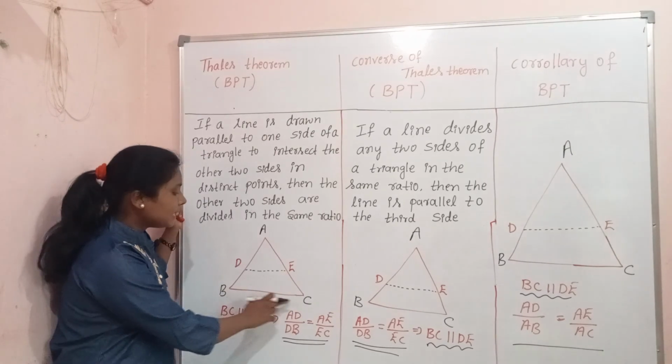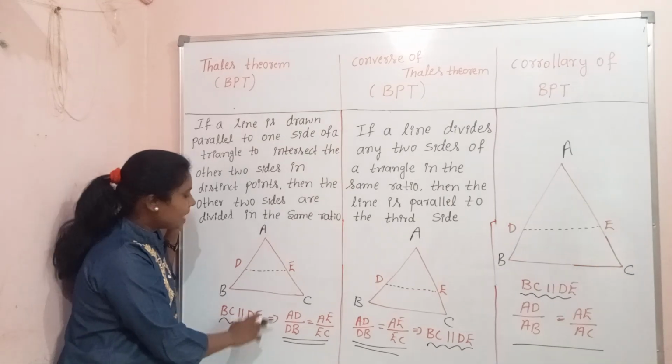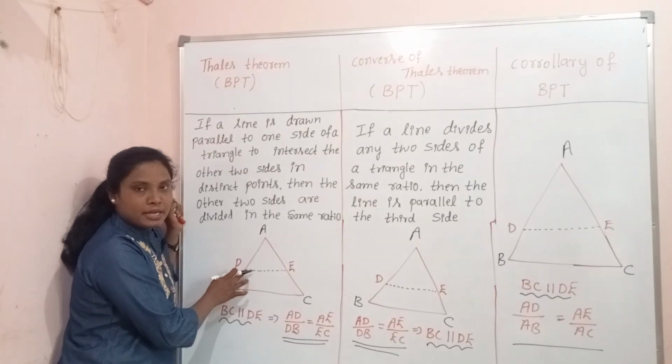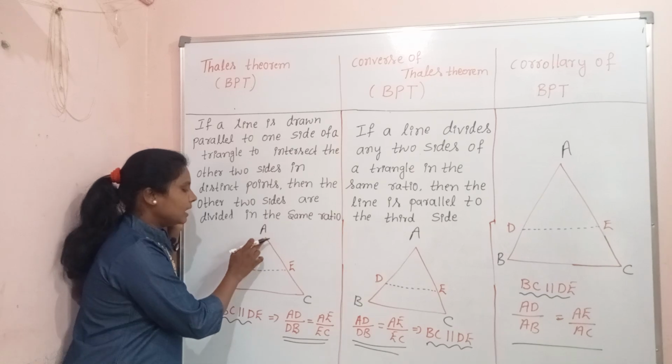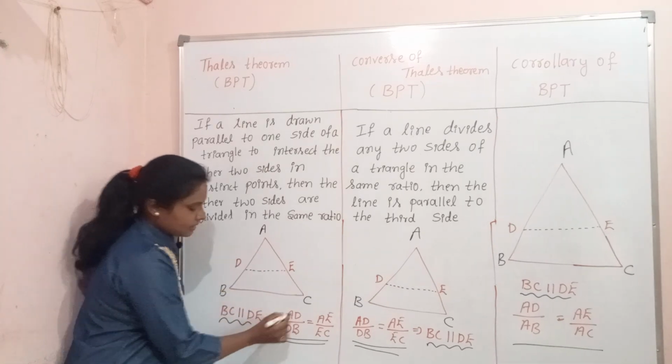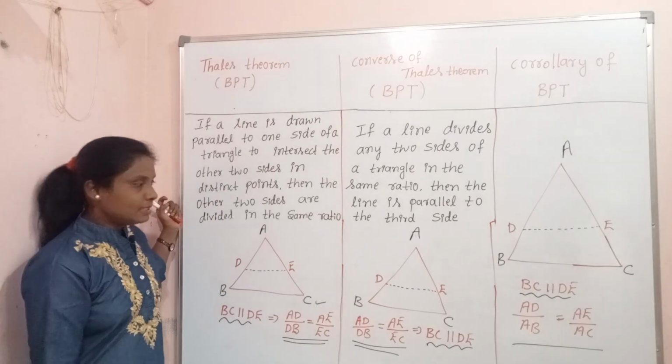So here BC is parallel to DE. Then we get AD divided by DB equals AE divided by EC. This is the concept of Thales theorem.